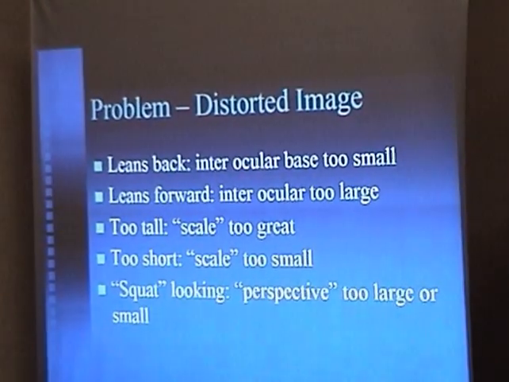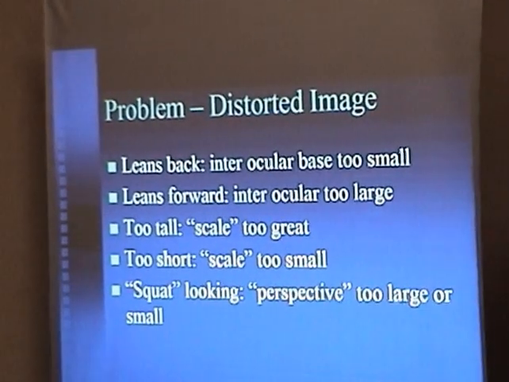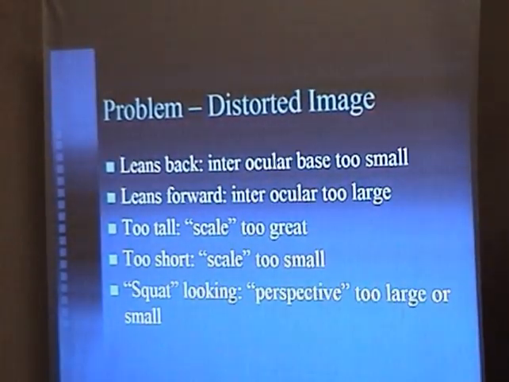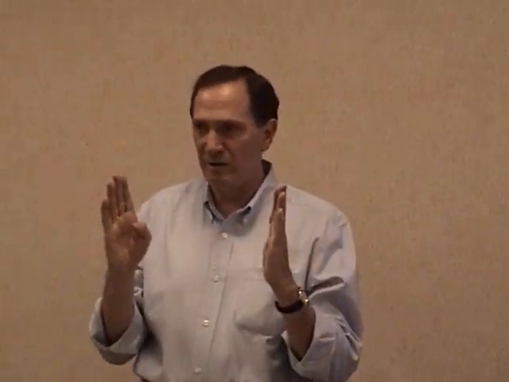The next thing is you're going to find that it's a little distorted. If the image does this, if it's a person and it leans away from you, it means you had the interocular too small for you. It might not be too small for somebody else, but it was too small for you. If it leans forward into you, you had the interocular too large. So if you shot it at 70 millimeters, try shooting it at 65 millimeters. It may straighten up for you just fine.